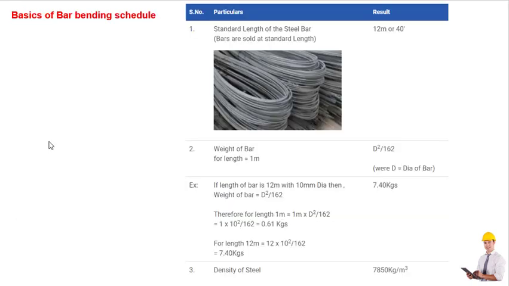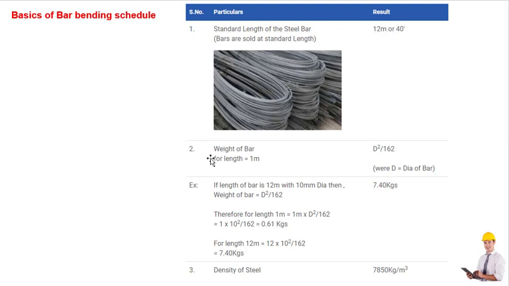Now some of the basic points which we need to consider while doing the bar bending scheduling. The first thing we need to know is the standard length of a steel bar. What actually is the standard length of a steel bar? The standard length considered is 12 meter or 40 feet. In feet it is 40 and in meters it is 12.